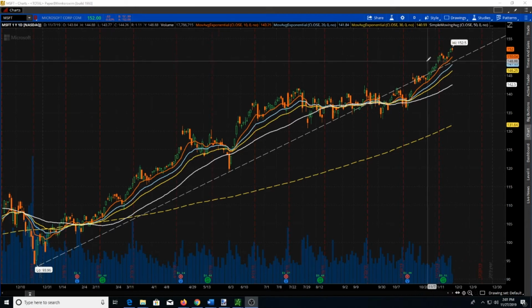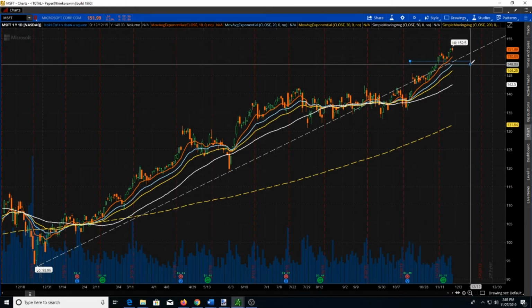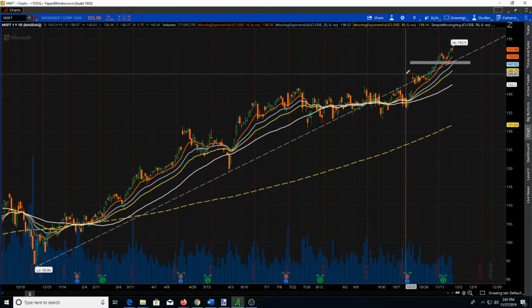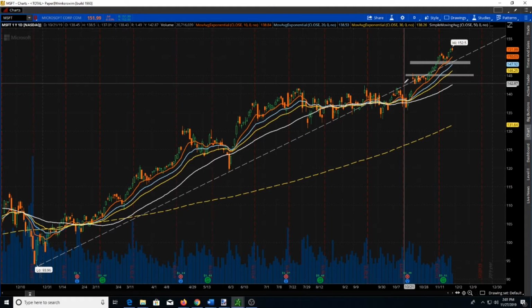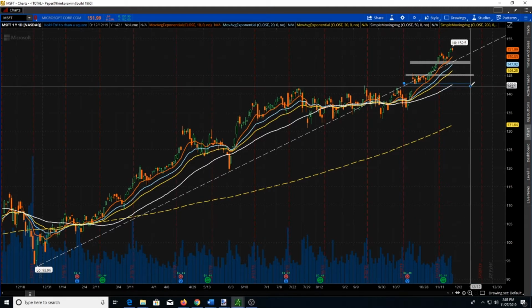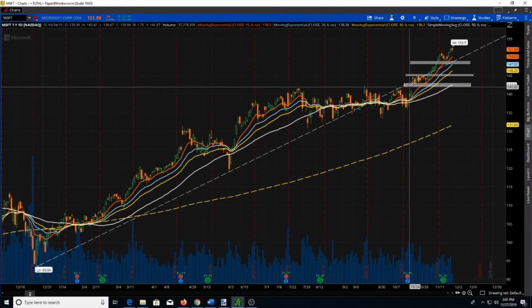So let's talk about the price levels that I see. Right here would be a fight for control, in my opinion. You're going to have another one right here. And you could probably argue one in this area. This would be a little bit larger one because there's a gap fill here.